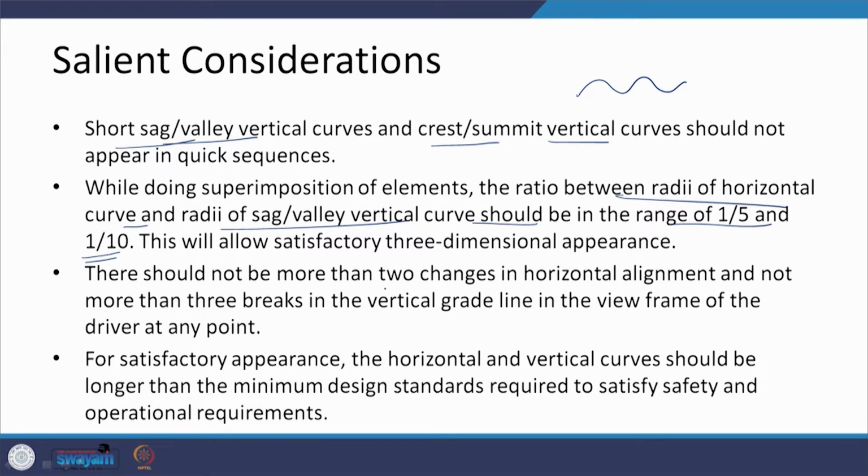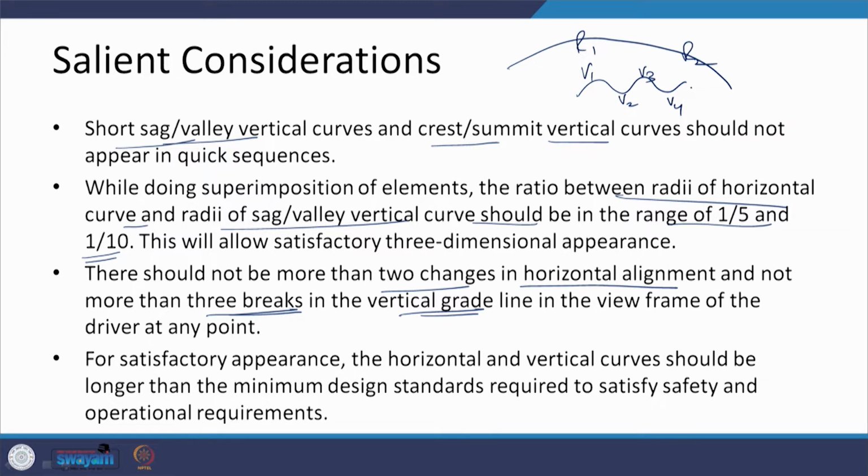There should not be more than 2 changes in the horizontal alignment. That means you change like this, go straight, and change like this. So, there is one curve R1 and another curve R2. Similarly, you should not have V1, V2, V3, V4. What it says is that in the case of the vertical grade line, there should not be more than 3 breaks in the view frame. If they appear more, they are again going to create a problem.